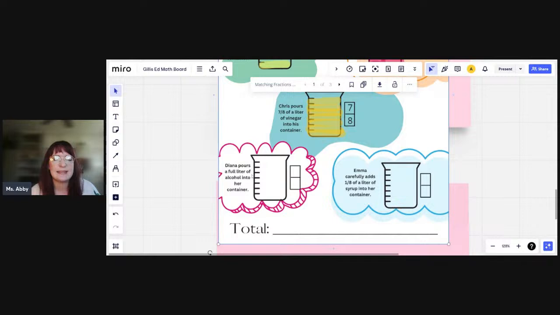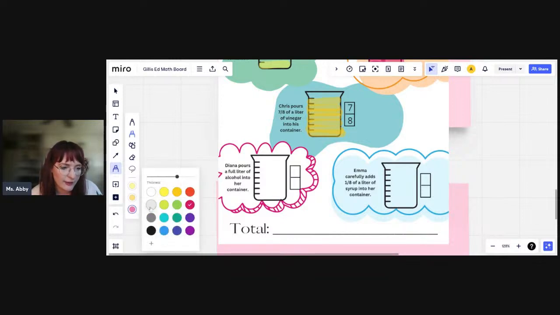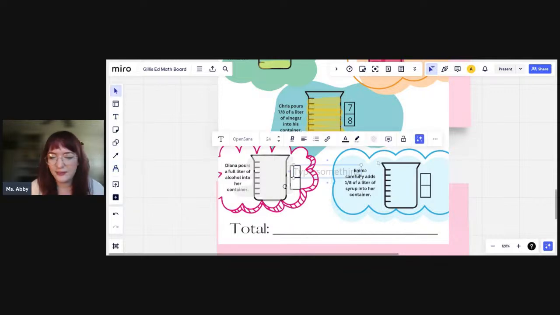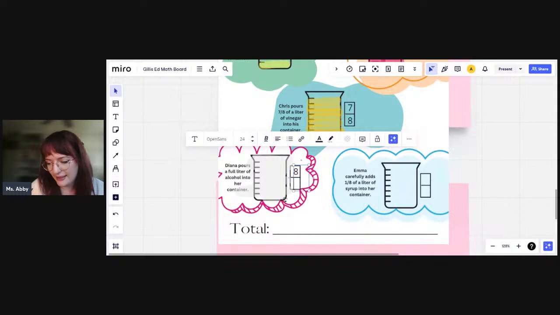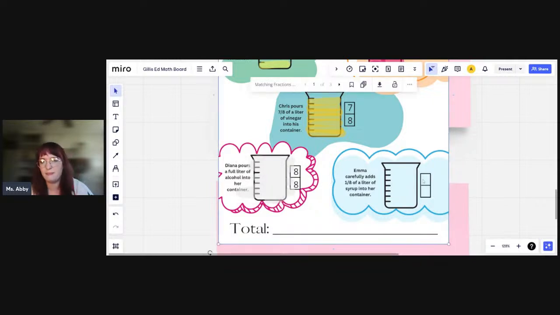For the fourth one, it says Diana pours a full liter of alcohol into her container. So we know that a full liter is going to be 1 whole. So we're going to cover the entire thing. We're going to color in all of this, and hopefully you'll stay on the lines better than I did. So 1 whole would be 8/8, because there are 8 different parts to this fraction, and we colored in all of them.